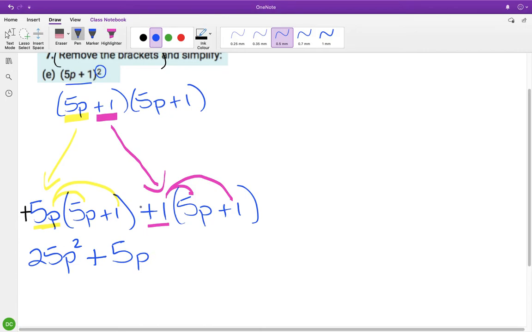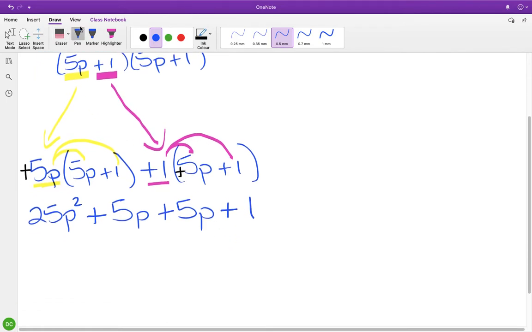Okay, moving on to the pink bracket. This is a plus here. So signs are the same, which means my answer is going to be plus. Numbers, 1 by 5 is 5, and the only letter here is p. And then the last one is the plus 1 and the plus 1. So signs are the same again, so the answer is a plus, and 1 by 1 is 1. Okay, so I have now removed the brackets, so I have to go to the simplify part.